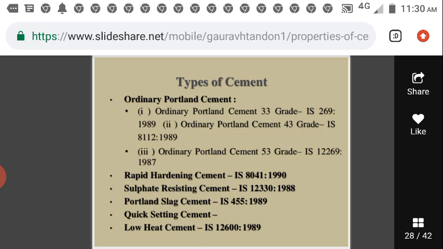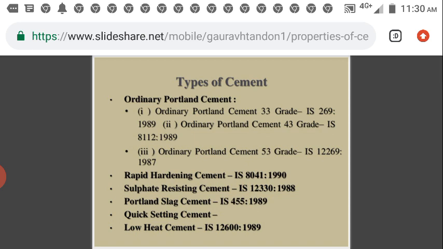Sulfate resisting cement, that is IS 12330, 1988. So normally we'll use the OPC of all three grades, but these you may not have heard: rapid hardening cement, sulfate resisting cement, Portland slag cement, and these are the IS codes, that is IS 455 for 1989. Quick setting cement, low heat cement, IS 12600, 1989. If you see all these cements, based on the application we'll use them.